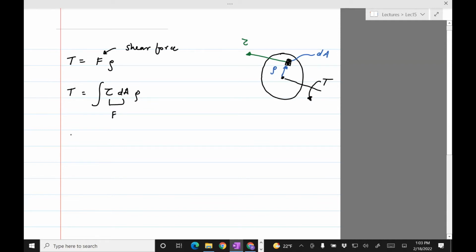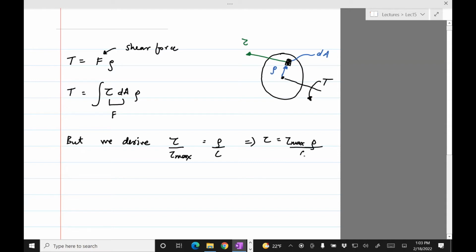But we know that we derived this formula, tau divided by tau max equals rho divided by C. In other words, the shear stress is the max stress times rho divided by C. And so I can sub that in here.